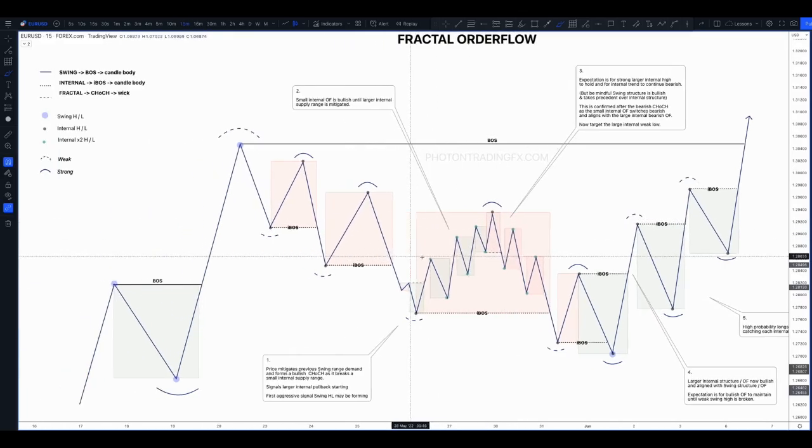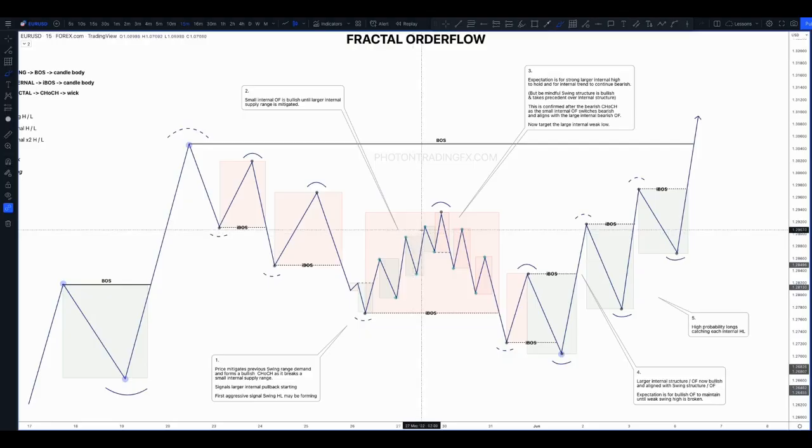Okay, so that's an instance in which the CHoCH could be here, but that's an actual IBOS. But then imagine that actually this is a really small movement on the candlestick charts, and this is just like that one or two candles that fails to break the prior candle's high.